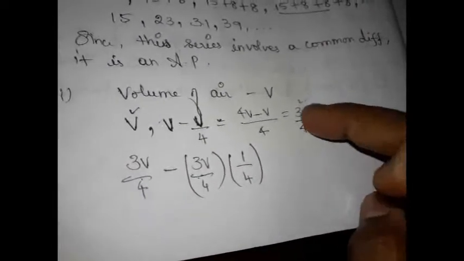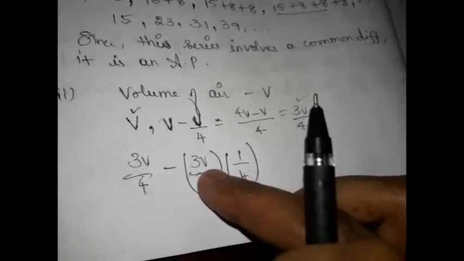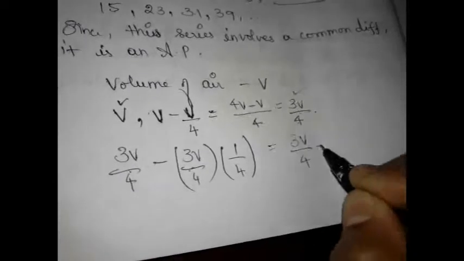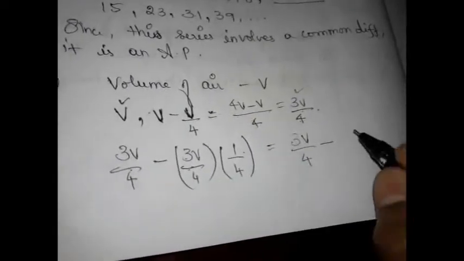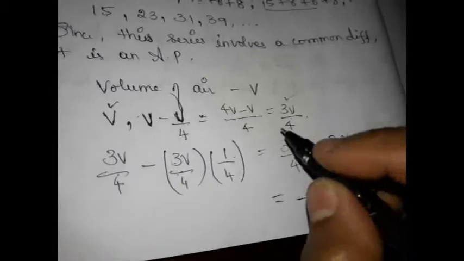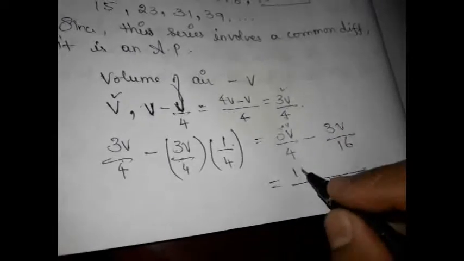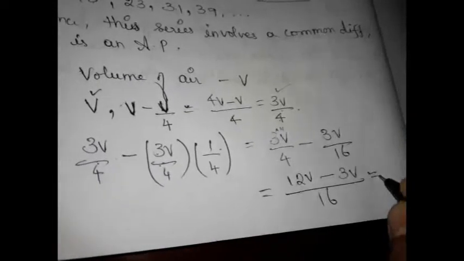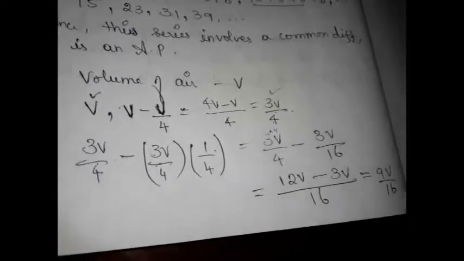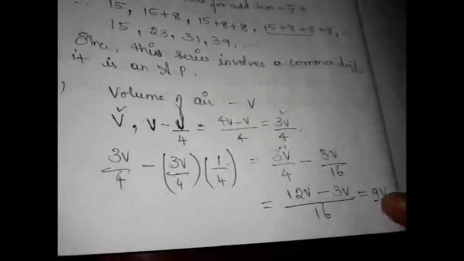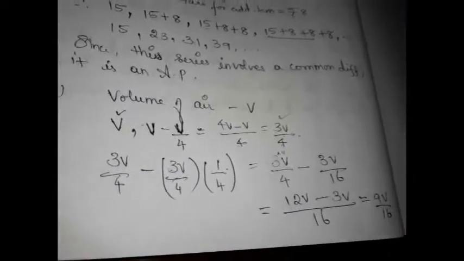Initially this is the status. From this, 1/4 of the actually existing air is removed. So this is equal to 3V by 4 minus 3V divided by 4 4s are 16. If you take LCM you have to multiply it by 4. So 4 3s are 12V minus 3V. 12 minus 3 is 9V by 16, right? Then next what will happen? From 9V by 16, 1/4 of 9V by 16 will be removed. Likewise it goes on, right?